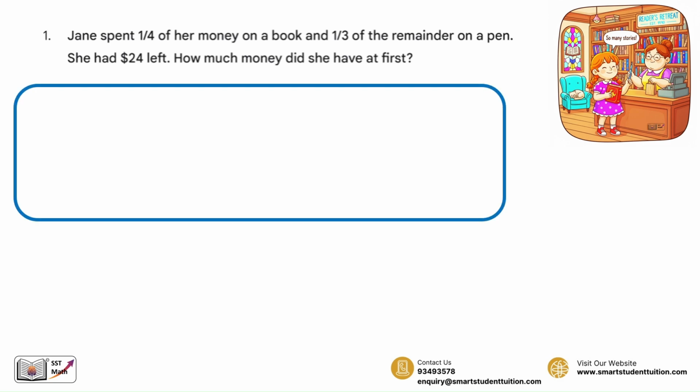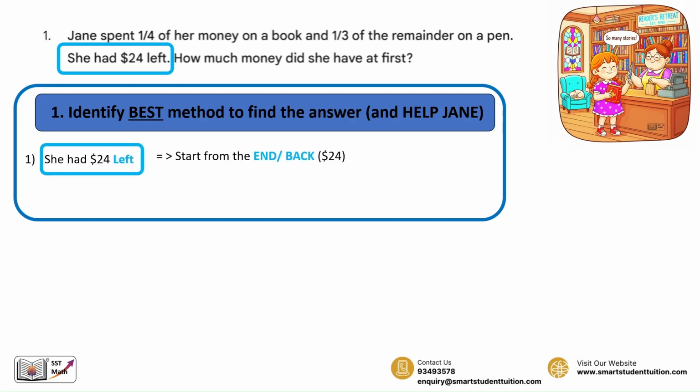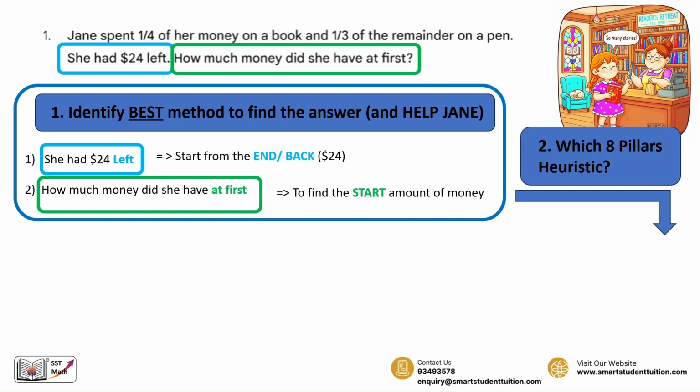After we study the question, the next step is to find out which is the best approach to solve the answer easily. Since Jane tells us she had $24 left, it is a suggestion to us that we're going to use the information from the back, and most likely, we're going to use the working backward method. And she went on to say she wants to find out how much money she had at first. This is actually a confirmation that we can use a working backward method, whereby information is provided at the end of the activity, and we need to find the answer at the start before the activity.